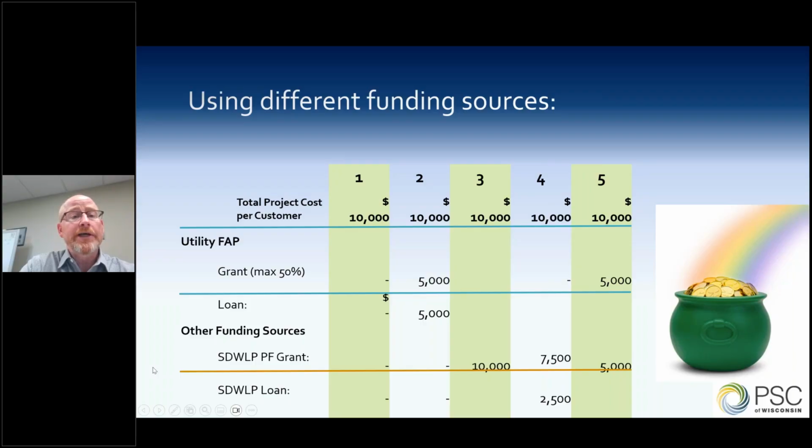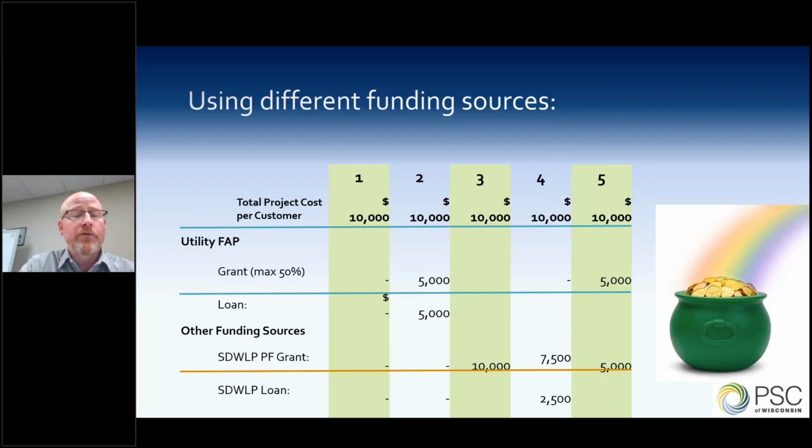The last scenario really combines these two programs. And I'm going to jump down. So we're talking about $10,000. I'm going to jump down and assume that we have a $5,000 principal forgiveness grant, principal forgiveness coming from Safe Drinking Water Loan Program. So that's covering half of the total cost, $10,000. The utility could come and request a utility financial assistance program, and if they receive that, they could provide 50% of the total cost and thereby cover the remaining amount.